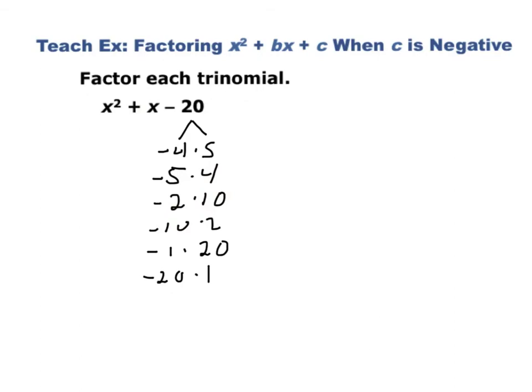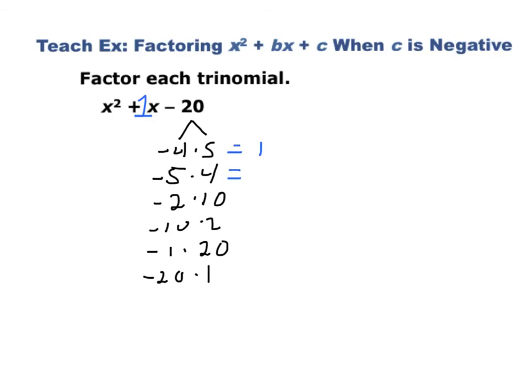Now you may say, I don't see a 1 there. Well guys, there is an imaginary 1 right there, because how many x's do you see? You see 1x right there. Okay, so now let's go add these up. So negative 4 plus 5 gives you 1. There it is. We just got it.